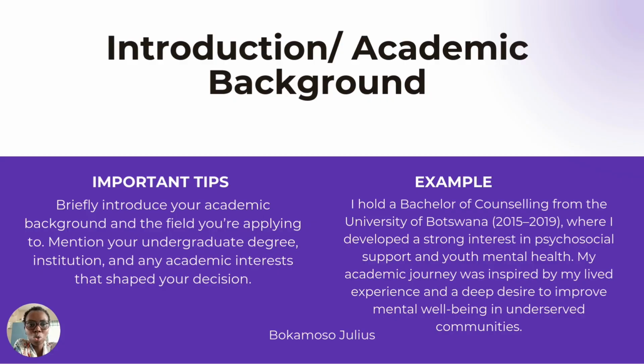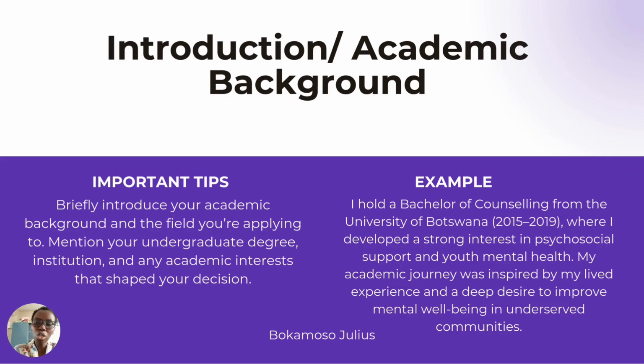The first thing that you need to write on your study plan is introduction or academic background. Briefly introduce your academic background and the field you are applying for. Because when somebody is reading, first they need some context of where you are coming from. That is why you have to give an introduction and your academic background. You can mention your undergraduate degree, the institution, and any academic interest that shaped your academic decision.